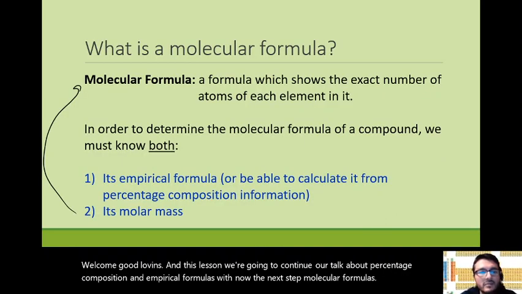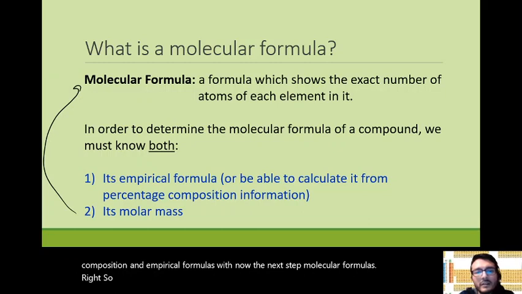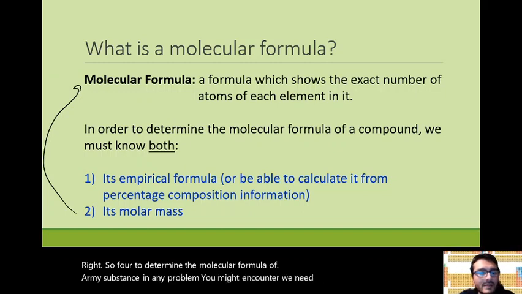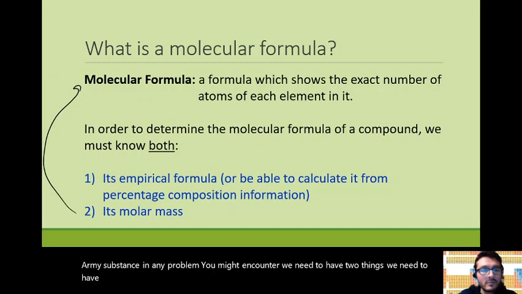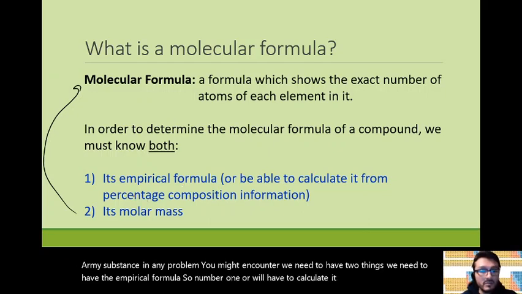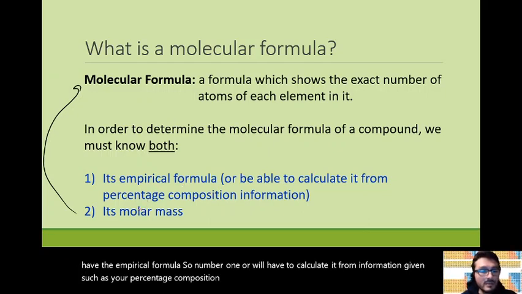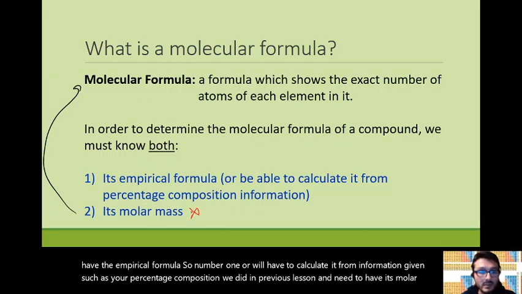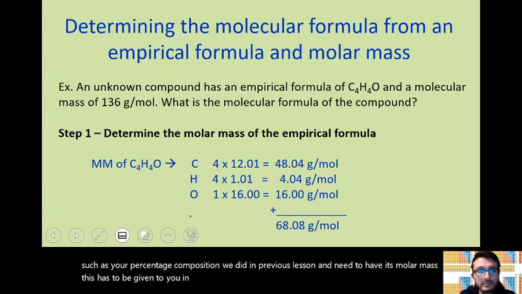To determine the molecular formula of a substance in any problem you might encounter, we need two things. Number one, we need the empirical formula, or we'll have to calculate it from information given, such as your percentage composition, like we did in the previous lesson. And we need its molar mass. This has to be given to you in the question. Okay, so let's start. Here's our first example.